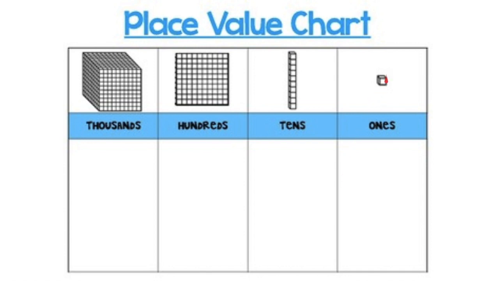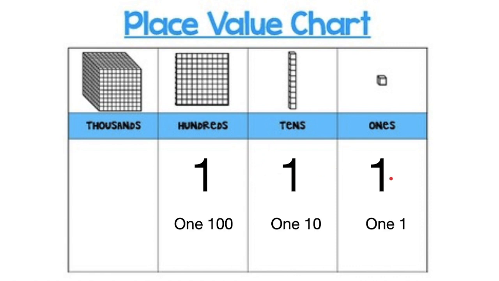Now we have 1 one. So that's just 1. Here we have 1 ten, which is equal to 10 ones. Over here we have 1 hundred, which is equal to 10 tens. That's an important thing to remember. It's really important to remember place values.